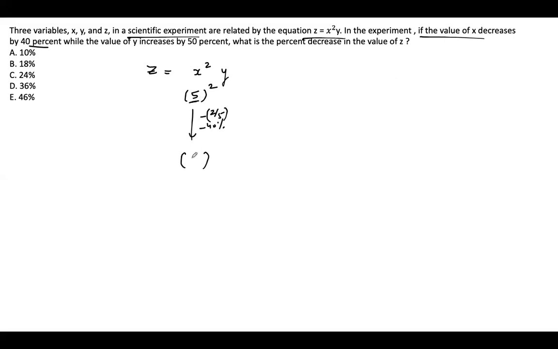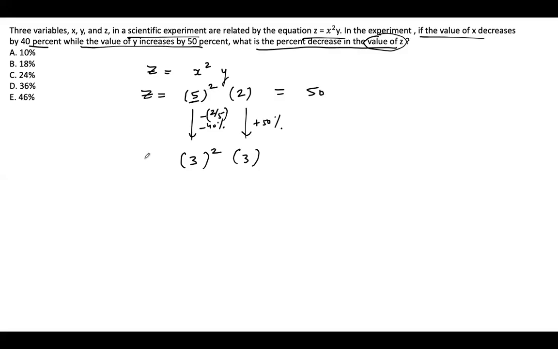So what will be the new value? 3. While the value of y increases by 50%, what will you assume the value of y? 2, as 50% has 2 in its denominator. So the new value would be 3. What is the percentage decrease in the value of z? So z initially was how much?